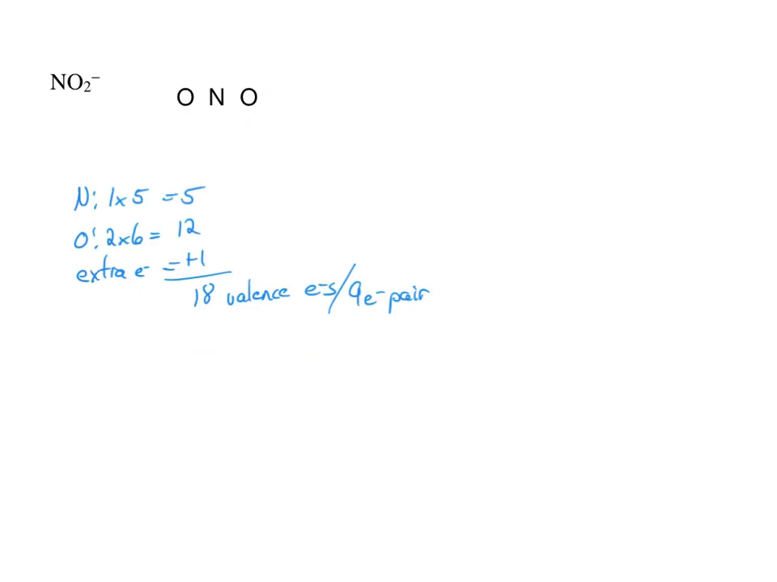Our nitrite ion, NO2-. Nitrogen gives us 5, the 2 oxygens give us 12. We have an extra electron, as is indicated by the negative charge, so 18 valence electrons, 9 pairs. We connect our atoms and complete the octet of the outside atoms. We see that we have 1 electron pair to give to nitrogen, but nitrogen's electron deficient.